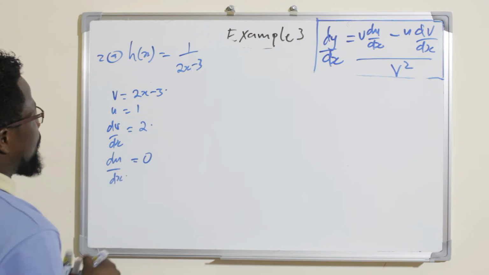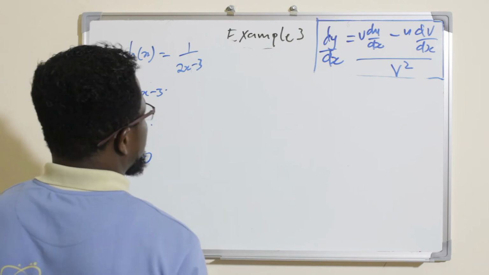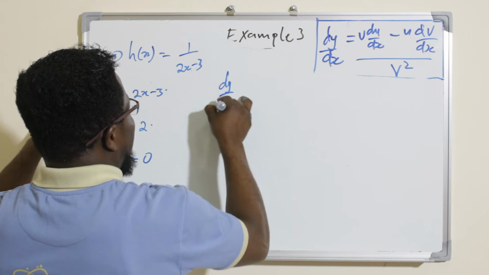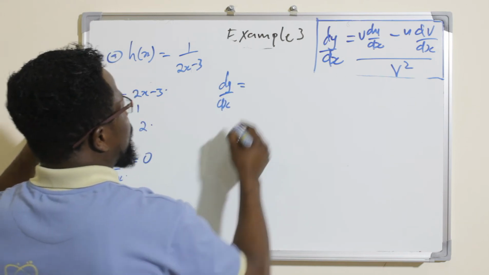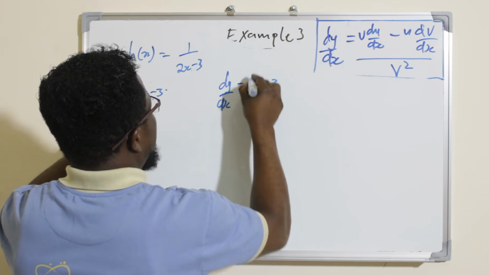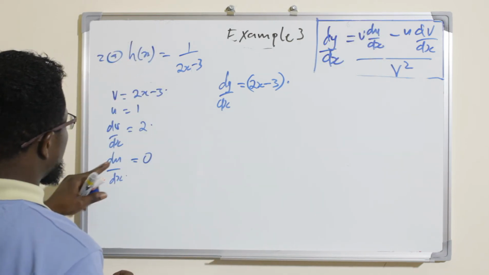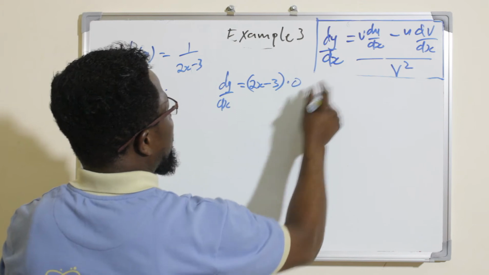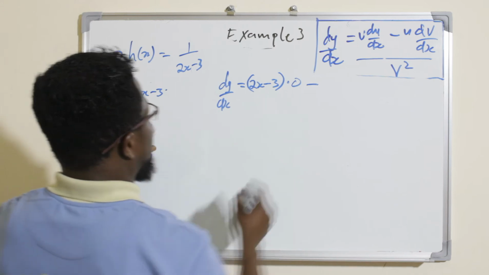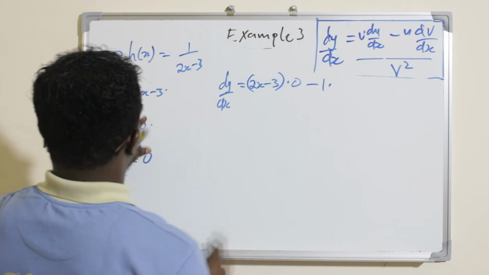Now that I have gotten 0, I know all the terms in the formula. So let's quote my formula and do the substitution. So straight away, I have dy/dx equals v. Where is v? v is 2x minus 3 multiplied by du/dx. Where is du/dx? du/dx is 0. Minus sign. And then what do I have? I have u. What is u? u is 1. Multiplied by what? By dv/dx. What is dv/dx?